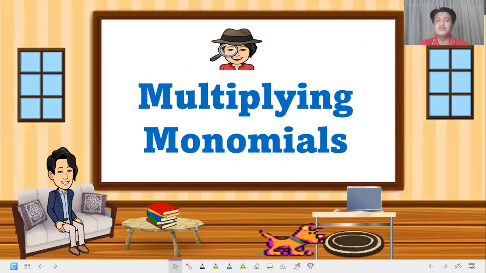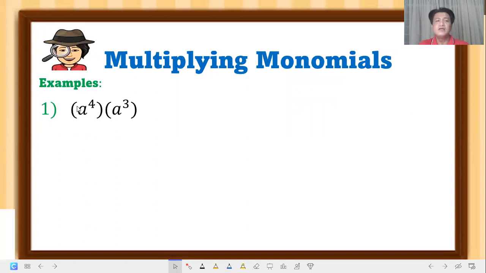So with that, let's proceed now to multiplying monomials. So first, okay, kung mapapansin natin, di ba, they are both monomials. We are going to apply the product rule. Di ba? Remember, we are going to multiply, meaning to say, copy the base, yun yung A. Okay? Tapos, i-plus natin yung 4 plus 3. And that is a raised to 7.